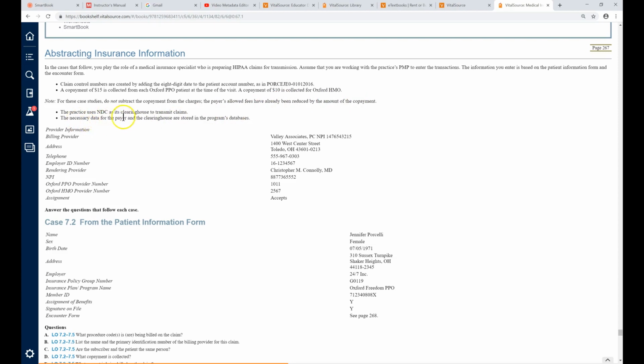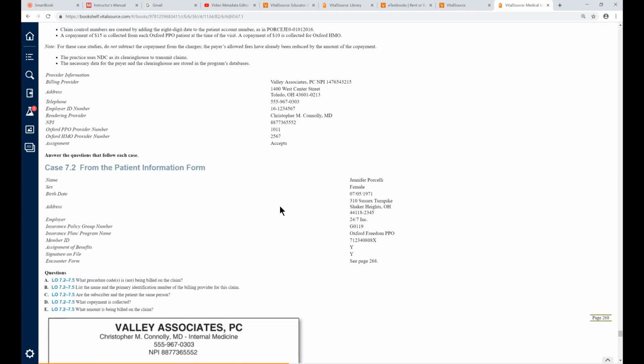The practice uses NDC as its clearinghouse to transmit claims. The necessary data for the payer and the clearinghouses are stored in the program's database. So here you have the provider information, it's Valley Associates. You have the billing provider address, you have the telephone number, you have the employer ID number. The rendering provider is Christopher Conley. You have his NPI number. You have the Oxford PPO provider number and the HMO provider number. And this physician does accept assignments.